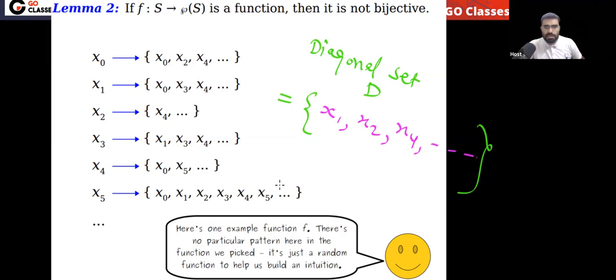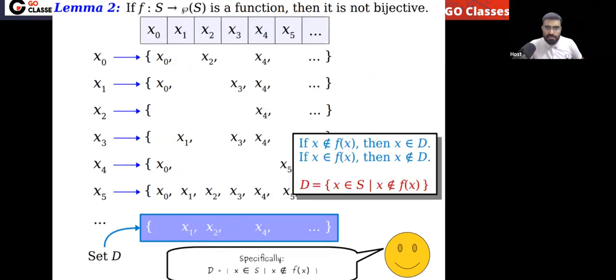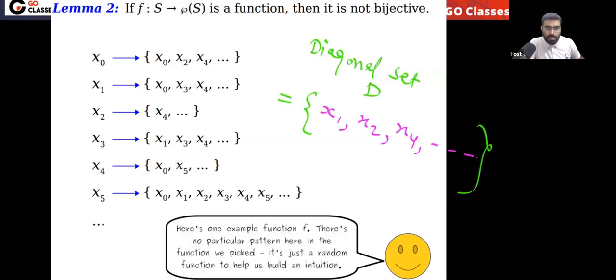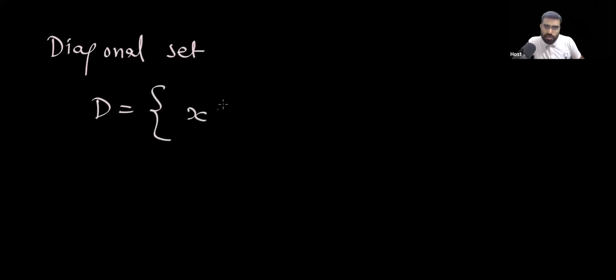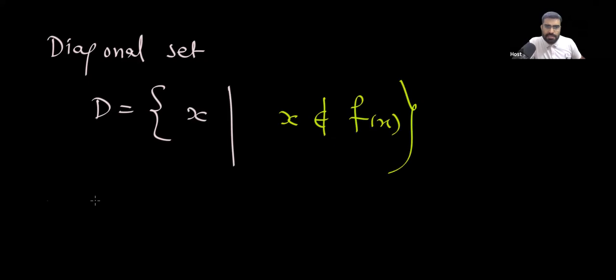So this type of set I am creating. This is the diagonal set we are getting. You can just easily check. If x does not belong to fx, then x will belong to D. If x belongs to fx, then x does not belong to D. So what is your diagonal set? Your diagonal set is like this. I am putting those elements which do not belong to their image. Yes or no?